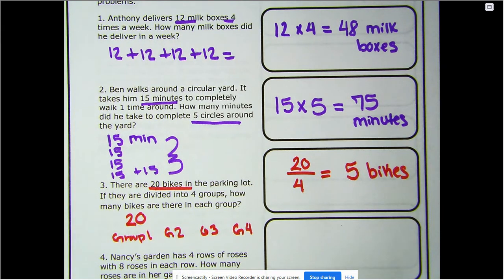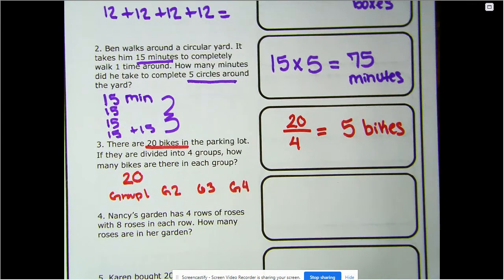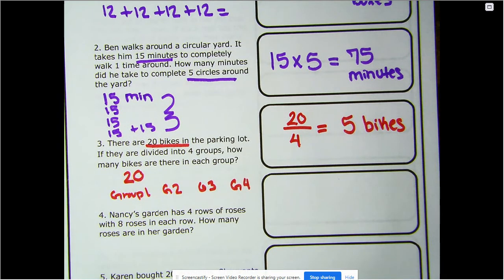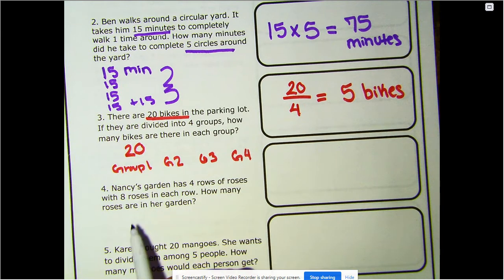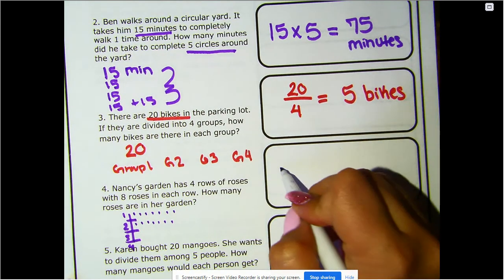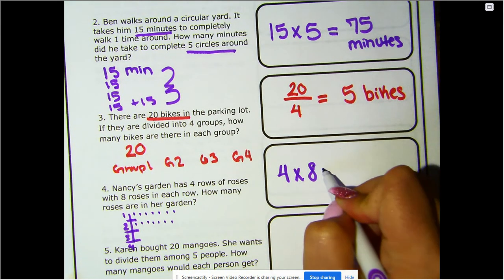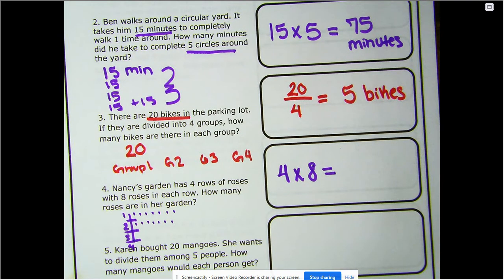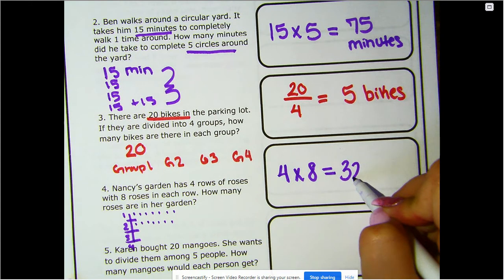Okay, number 4, Nancy's garden has 4 rows of roses with 8 roses in each row. So if I draw a picture, she has 4 rows: 1, 2, 3, 4, and then 8 roses in each: 4, 5, 6, 7, 8. And if I keep on going, I would end up counting all of those. Well, the quicker way to do so is to multiply. 4 times 8. If we do 4 times 8, we get 32. So she has a total of 32 roses.